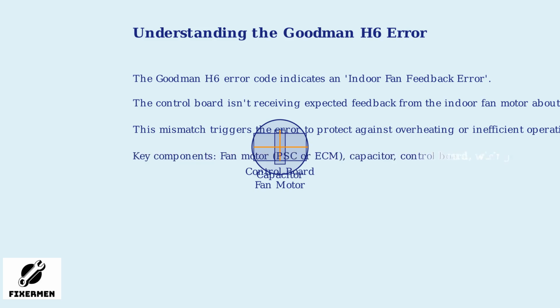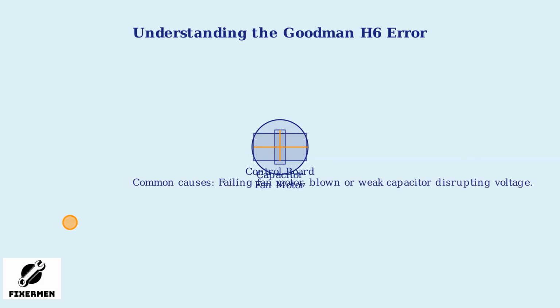Key components involved include the fan motor, which can be PSC or ECM type, the capacitor that powers the motor, the control board that processes sensor data, and wiring with sensors. The error often arises from issues such as a failing fan motor, a blown or weak capacitor disrupting voltage supply, software glitches in the control board, or loose, damaged wiring preventing accurate speed monitoring.